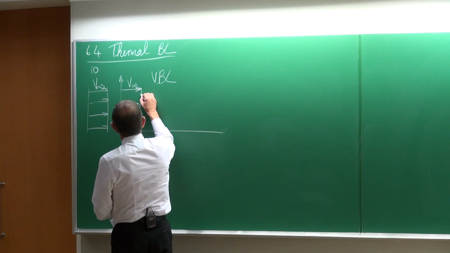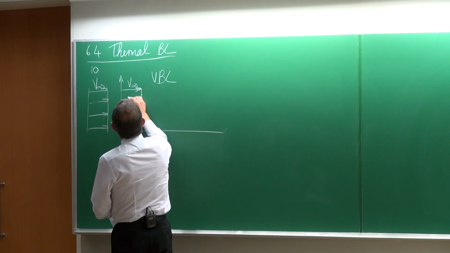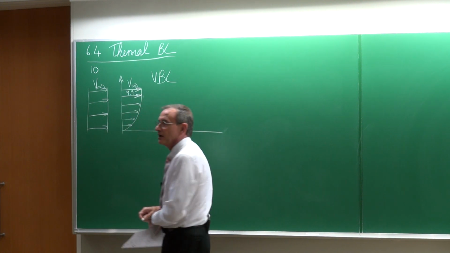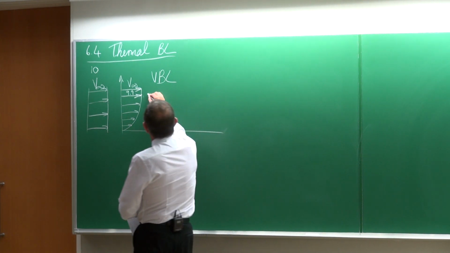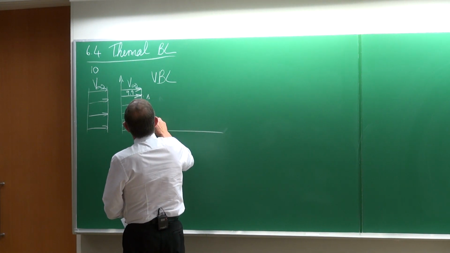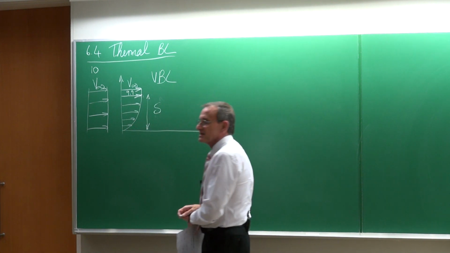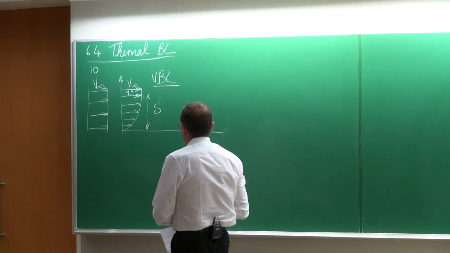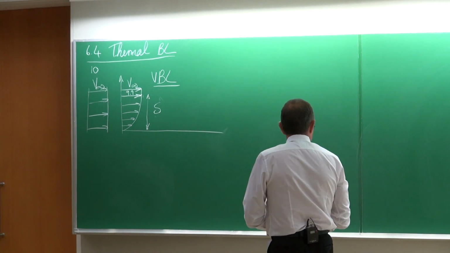99% of that velocity. So let's suppose that velocity is then equal to 9.9 meters per second. Then that distance will be known as the boundary layer thickness. So that is for the velocity boundary layer.